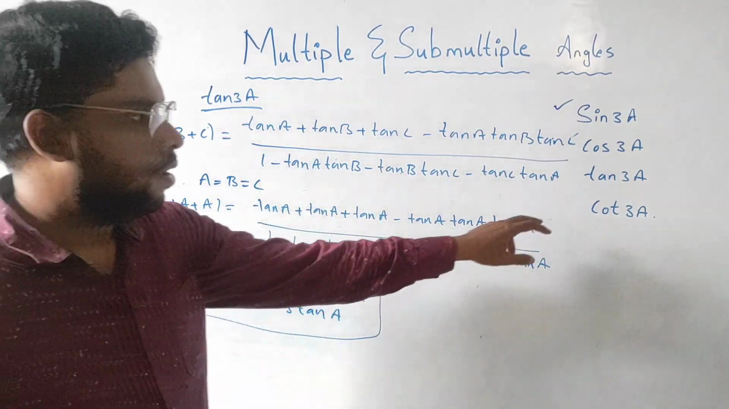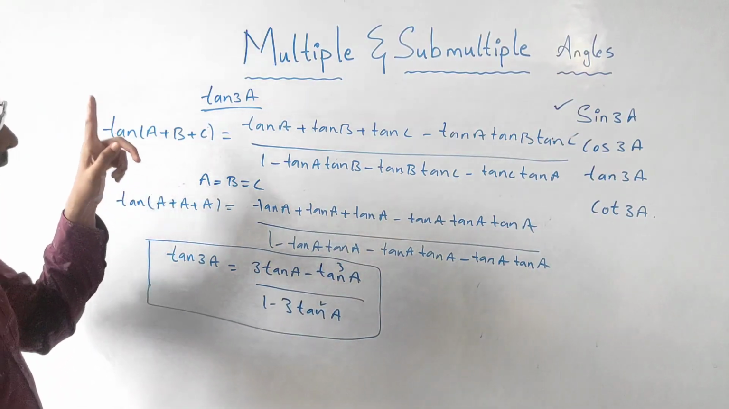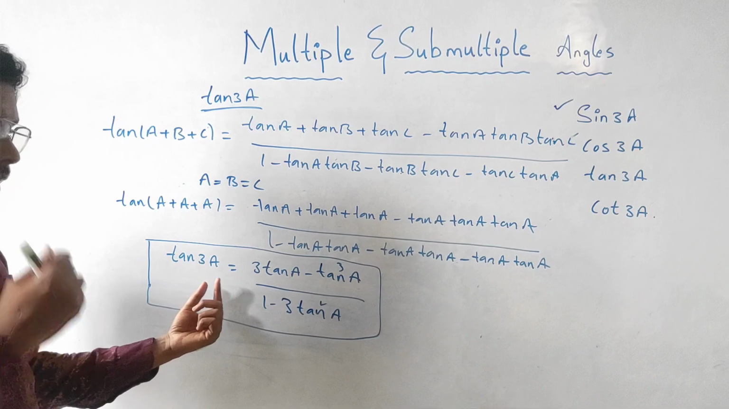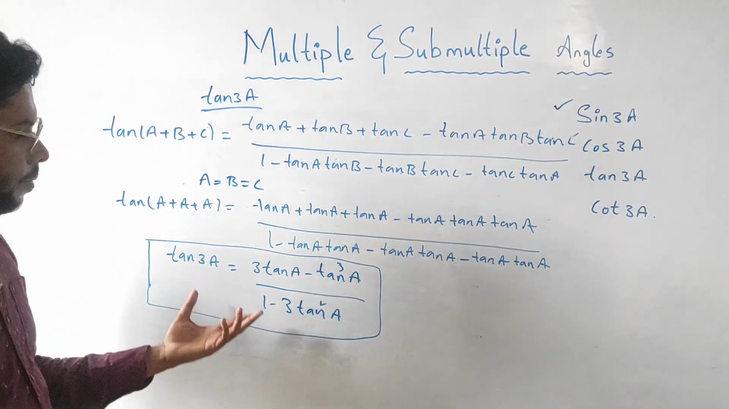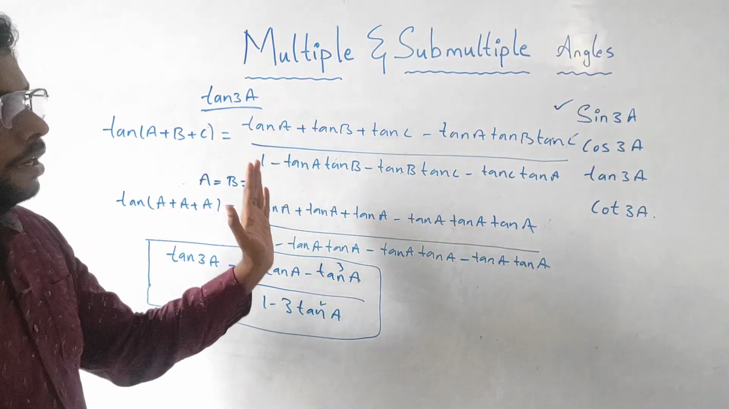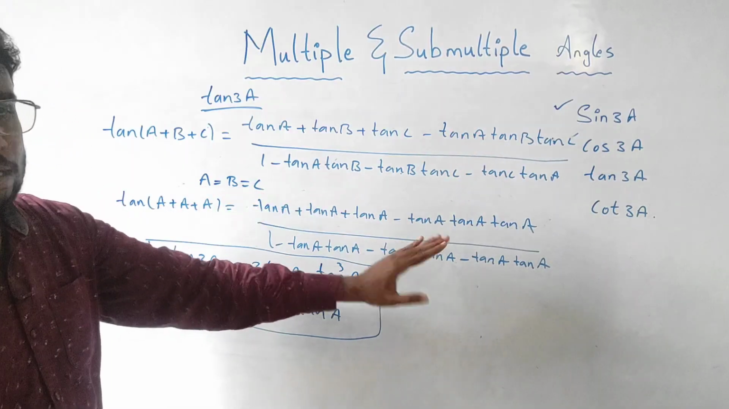Similarly, we can derive cot 3A also, with the same formula. Just replace tan with cot and you will get the same formula. Cot 3A is 3 cot A minus cot cube A divided by 1 minus 3 cot square A. So I hope you understand about sin 3A, cos 3A, tan 3A and cot 3A. Cot 3A is the same as tan 3A, that's why I am not doing it.